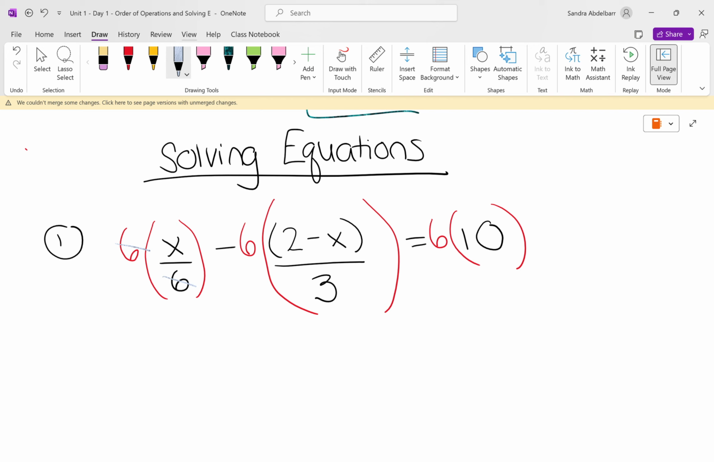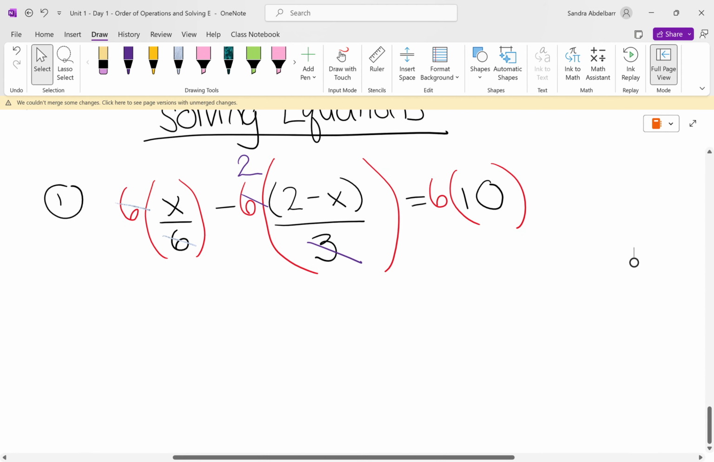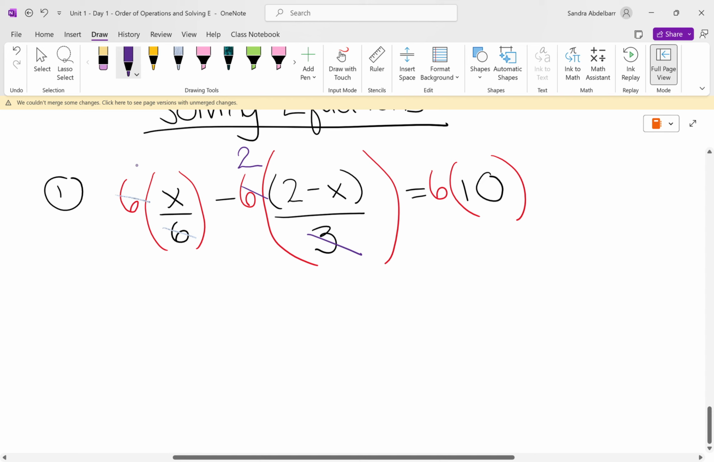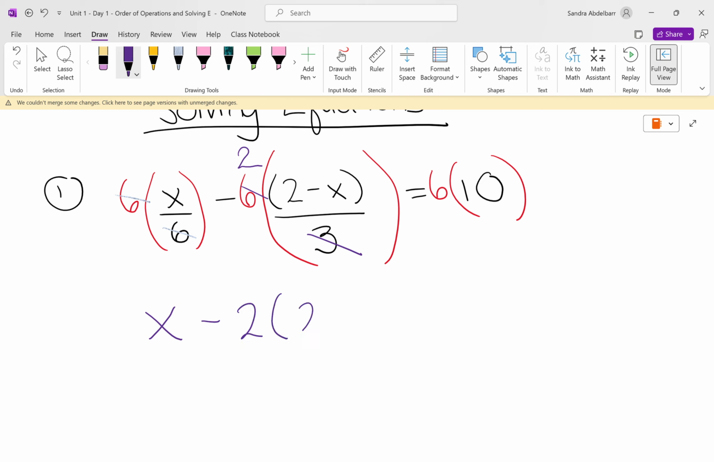So now we go through and simplify. The 6's cancel. And then in the second one, what happens? 3 goes into 6 how many times? Twice, right? All right, I'm just going to rewrite what we have left. So when these 6's cancel, do you all agree that's just an x there? And then I'm going to have minus 2 times the quantity of 2 minus x equals 60. Yes, we agree with all this so far?